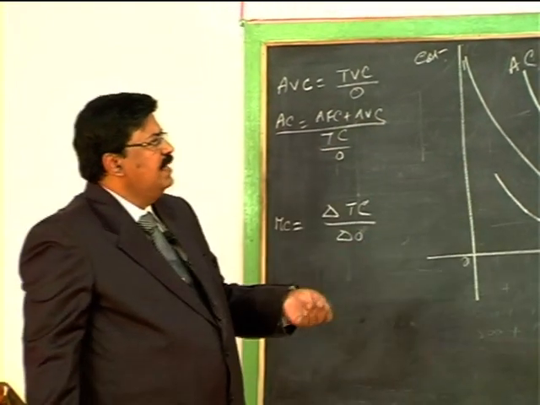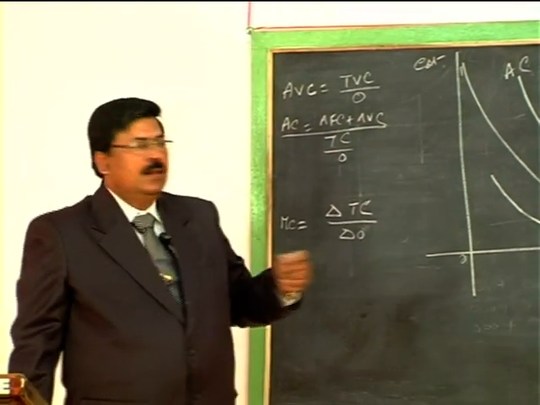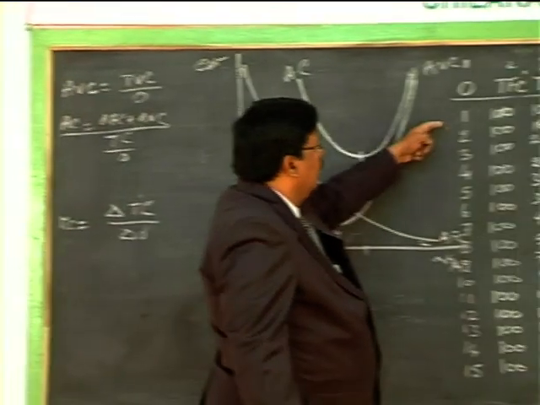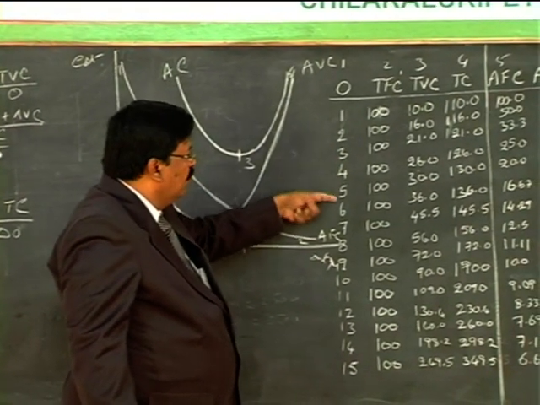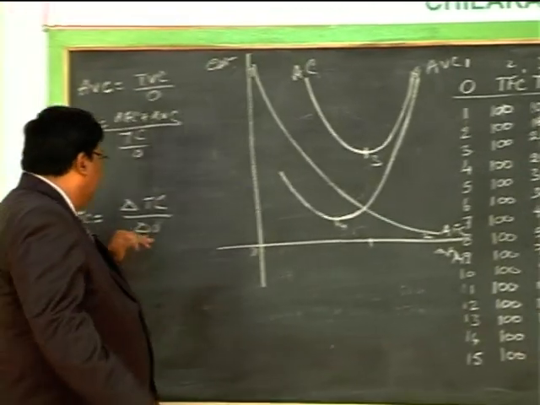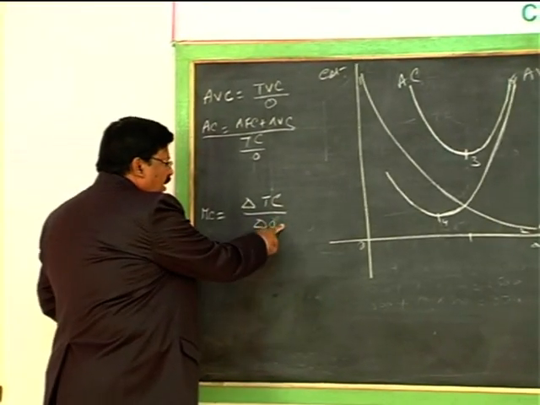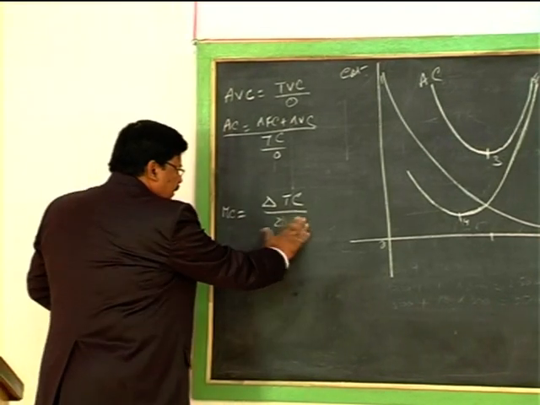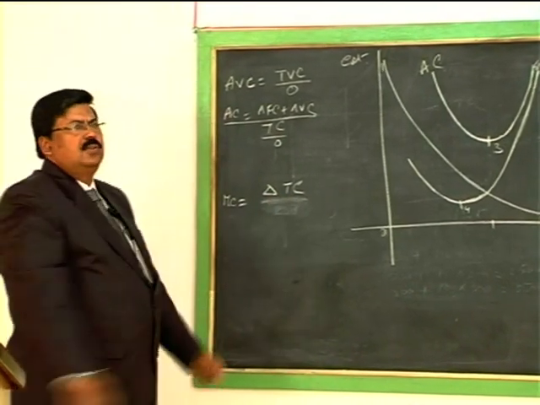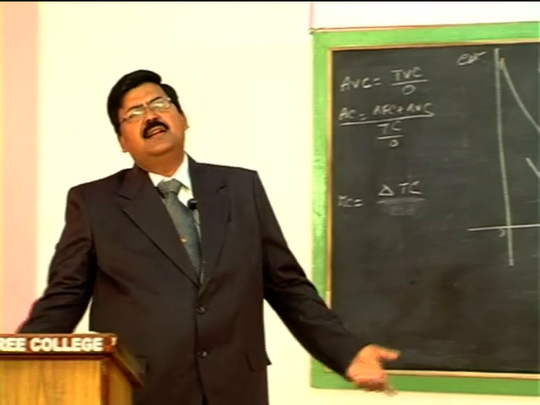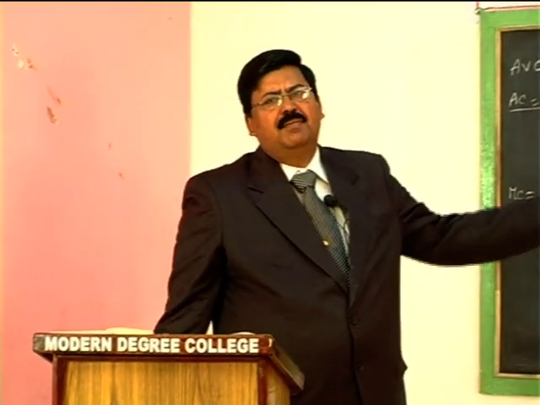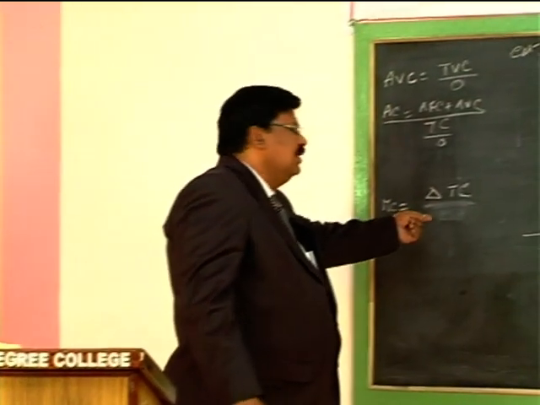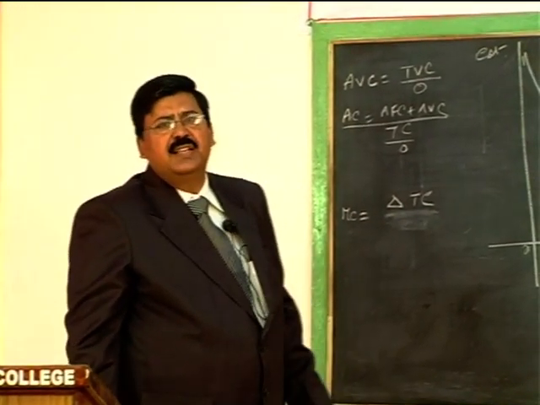In our example, change in output is always 1 unit. Suppose 1 to 2, change is 1, 2 to 3, delta output is 1, 3 to 4, 4 to 5, always 1. So the denominator, delta Q, is always 1. So you can ignore this. So delta TC indicates marginal. Change in total cost gives you marginal cost in our example, because the denominator is always 1, restricted to 1 unit change.